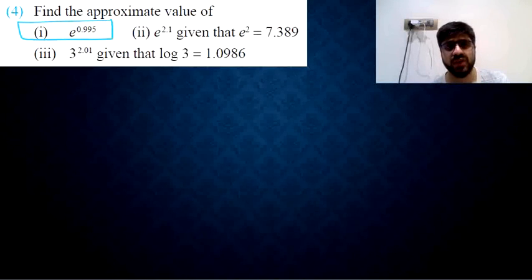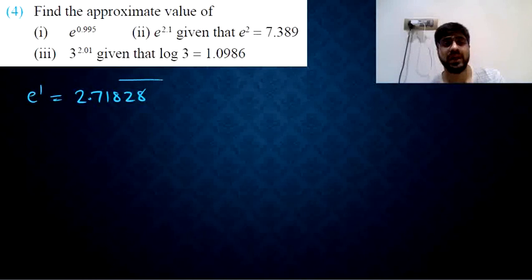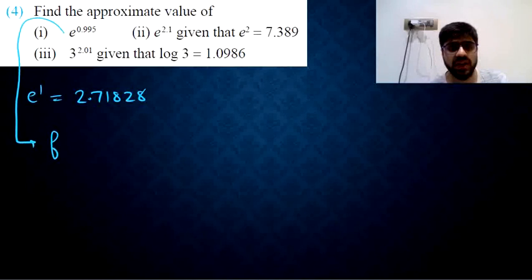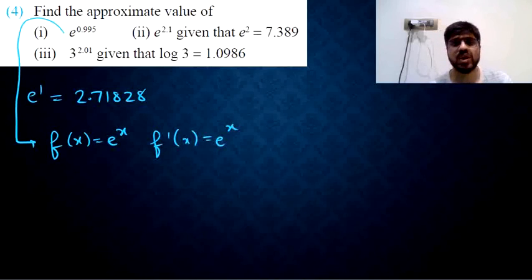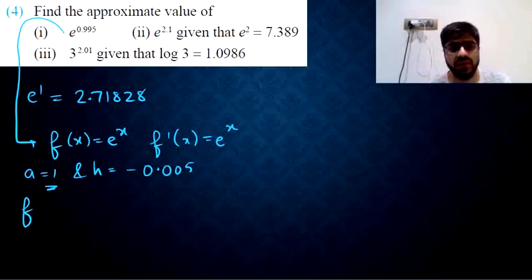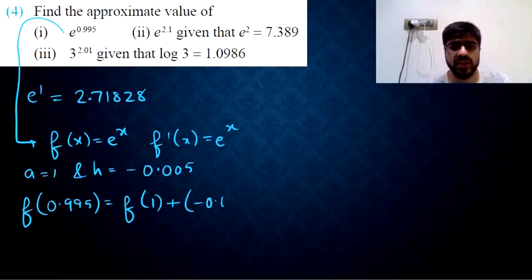You need an approximate value for e power 0.995. So e power 1, we know that this is approximately 2.71828. I know it's a big number that I've taken, but let's work with this value for now. It's very clear that for the first question we are taking our f of x as e power x, and f dash x will also be equal to e power x only. So we take a as 1 and we take h as, it's 0.995, right? So we take h as minus 0.005, f of a plus h, that will be f of 0.995. This should be equal to f of 1 plus h, which is minus 0.005, into f dash a, that is f dash 1.